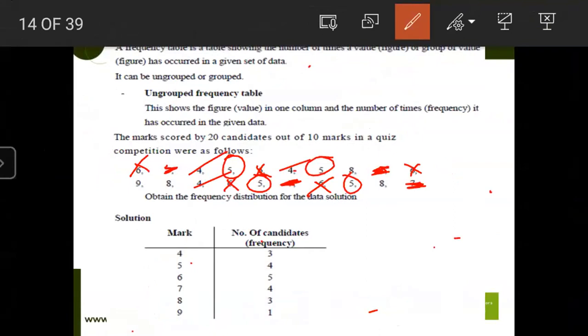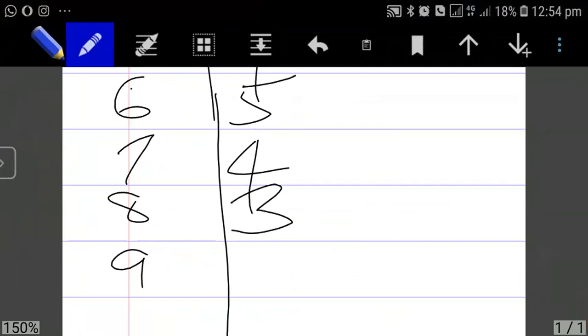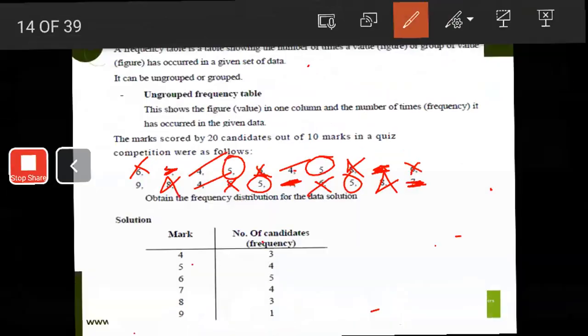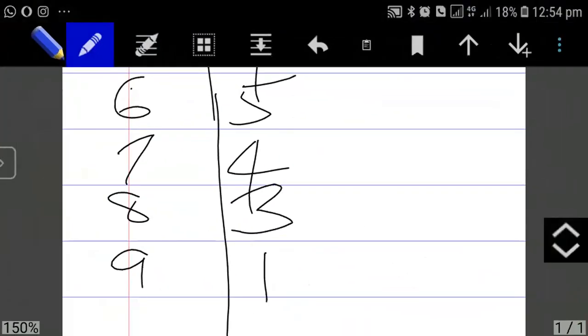8. 1, 2, 3. 8 appears 3 times, right? 8, 3 times. So 9. 9 is how many times? 1. No, that one. And everything has been covered. So 9 appears 1 time. Is that taken?